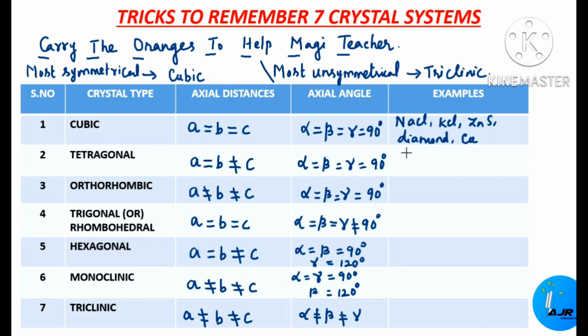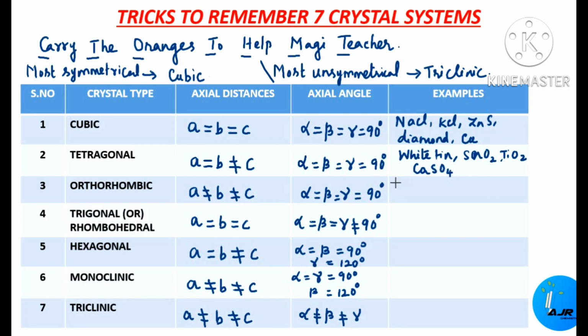The next one is tetragonal. What are the examples? See, I'm giving a few examples here. So it's up to you, students, to mug it up. It depends upon your memorizing power. Then TiO2. But it's better to have clear-cut knowledge about this tabular column. This tabular column is very important.